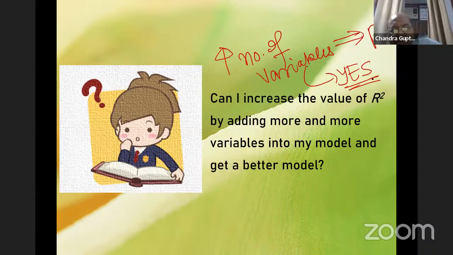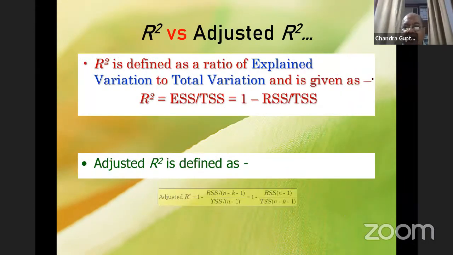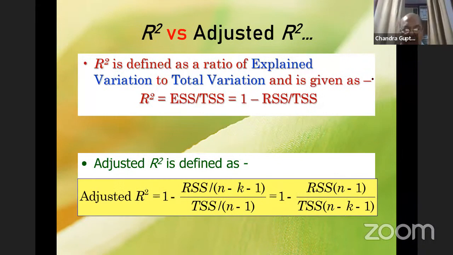Is that good? Should we do that? Should we not stop at 5 variables, 6, 7, 8? Should we go on continuously adding variables and increase my R square and claim my model is a good model? Should we do that? Anybody? The answer is no, we should not do it.